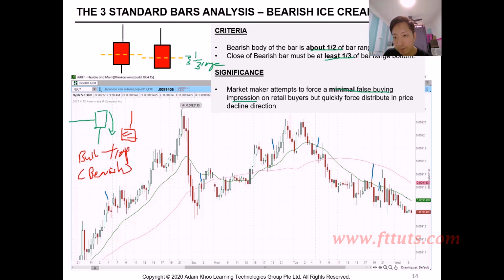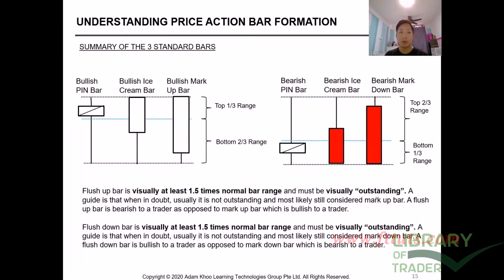Okay, so these are some examples of a bearish ice cream bar. Again, if you mistake a bearish ice cream bar for a bearish markdown bar, which sometimes happens in this kind of case, you don't have to use a ruler. It doesn't matter because your bearish markdown bar is also your EXE, either one.